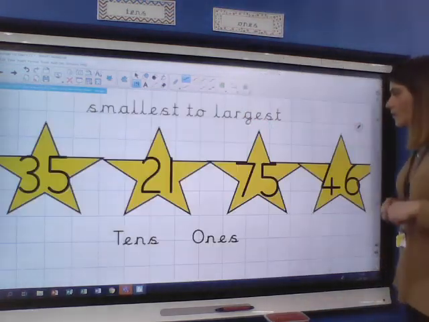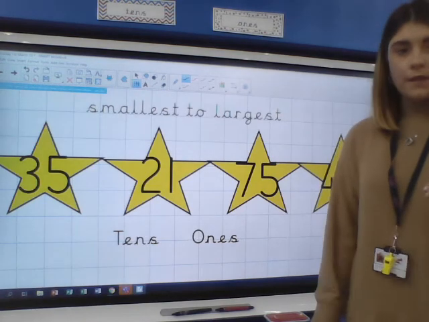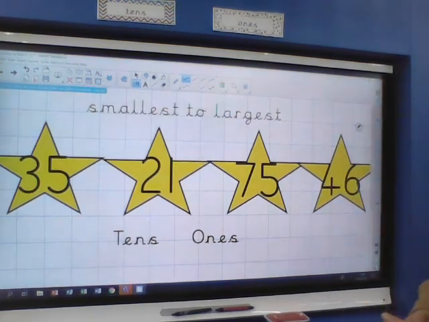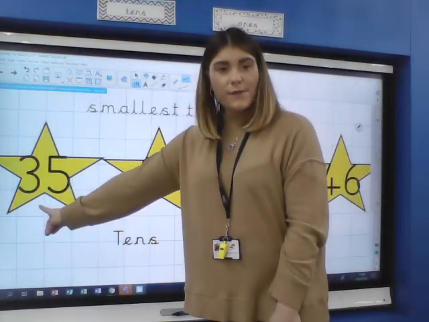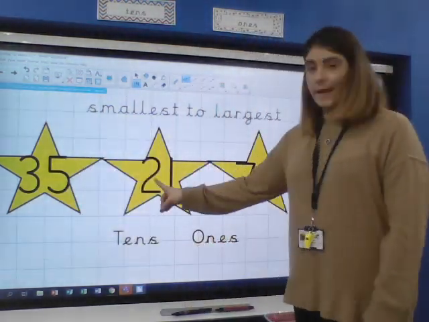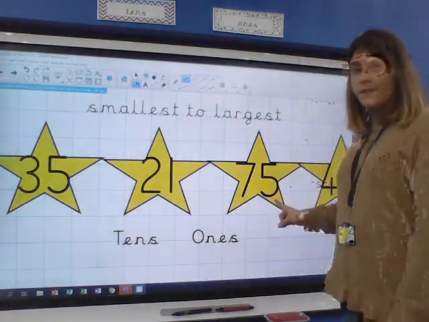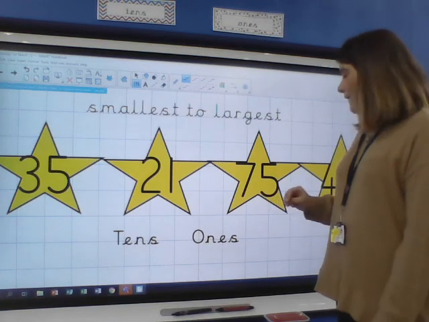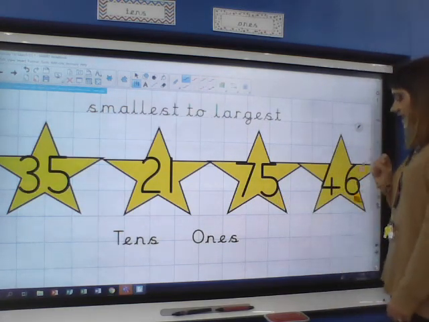Okay, so Mrs. Wood has got here 4 two-digit numbers. So with your grown-up, read those 4 two-digit numbers. We've got 35, 3 tens and 5 ones. 21, 2 tens and 1 one. 75, 7 tens and 5 ones. And 46, 4 tens and 6 ones.